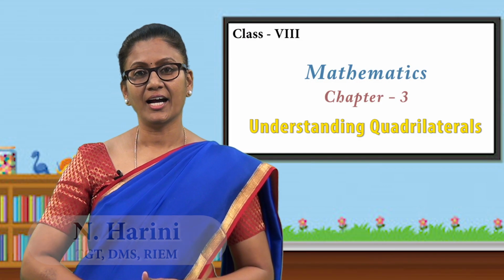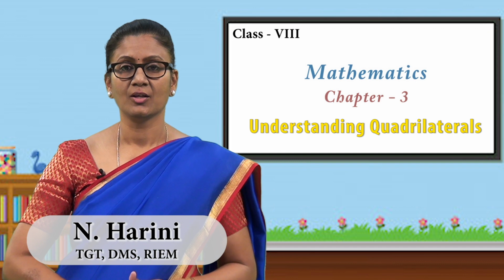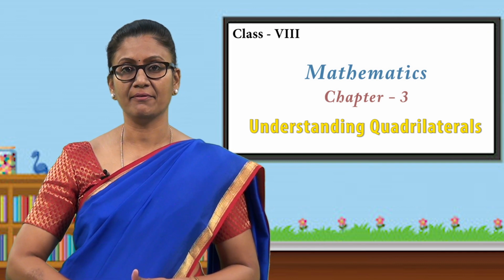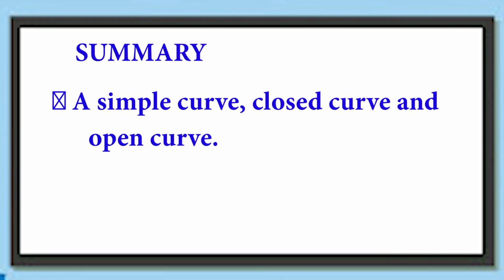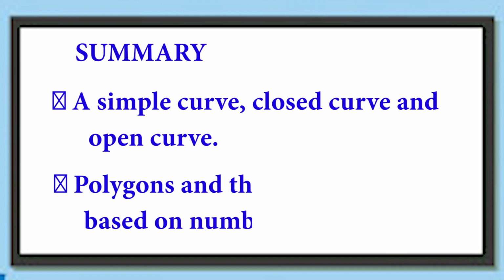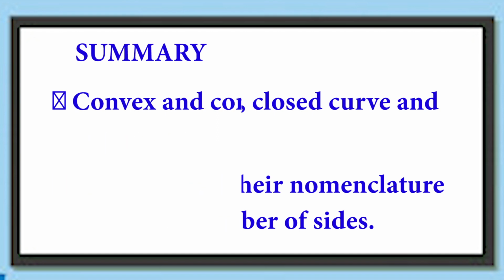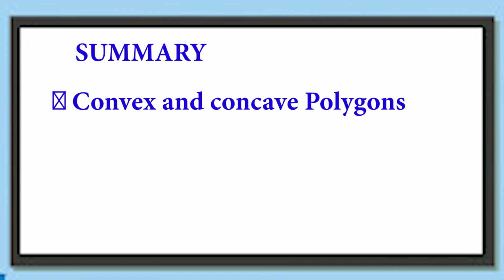So children, I hope you enjoyed the class today. So before we close, let us try to recall the concepts that we have learned today. We have learned about the simple curves, the closed curves and the open curves. We also have learned about polygons and the nomenclature of the polygons based on their sides. We could classify polygons based on their diagonals. They were called the convex polygons and the concave polygons.